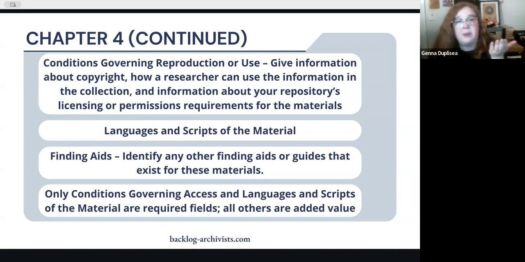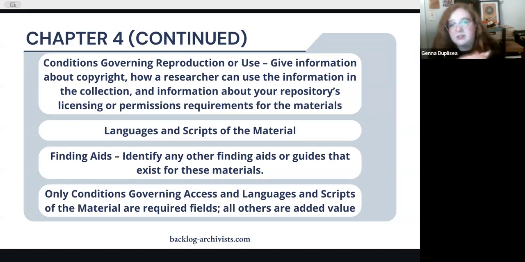And include information about your repository's licensing or permissions requirements. Because if people can't find the information, they're just going to start emailing people like, I want to reproduce this in my dissertation or in a magazine or in a documentary. It's really great to have some sort of policy related to licensing, permissions requirements, and any fees associated, and just link that in your finding aid.